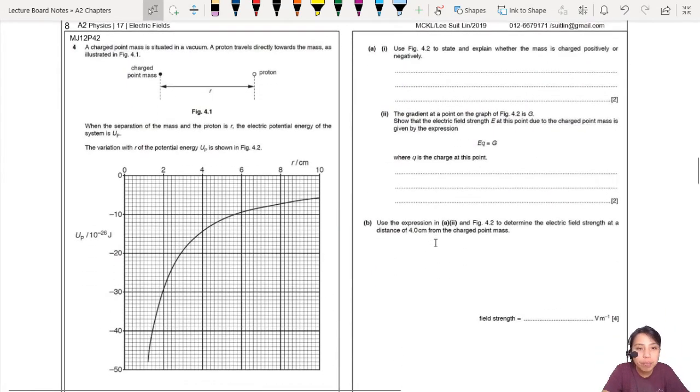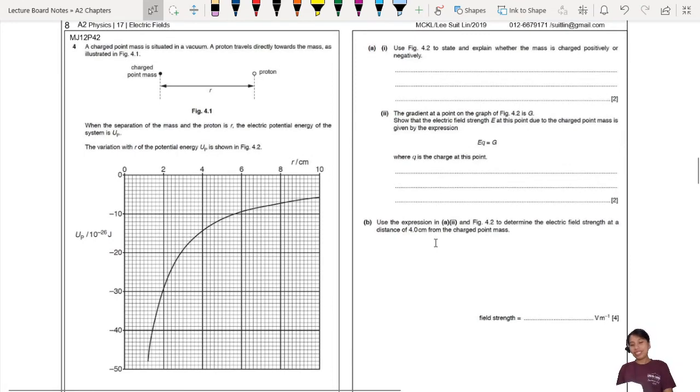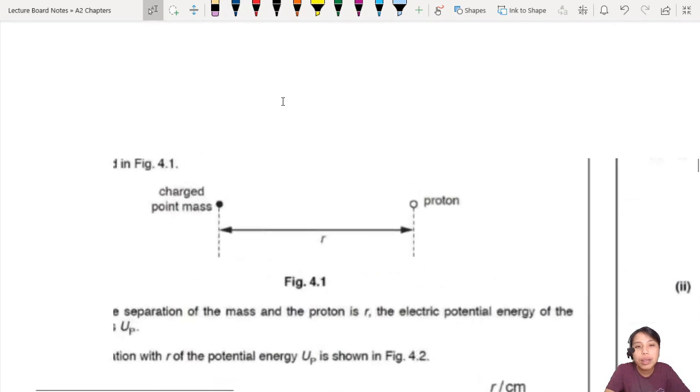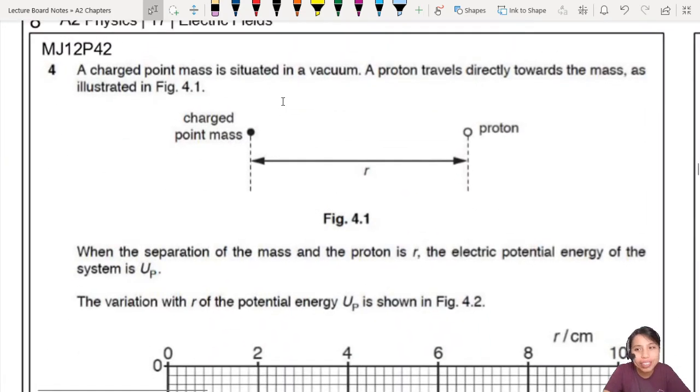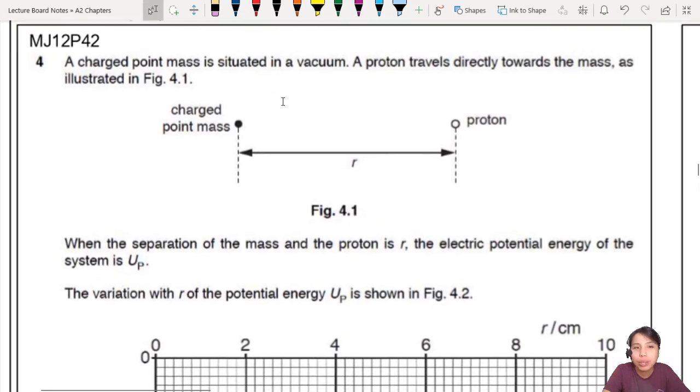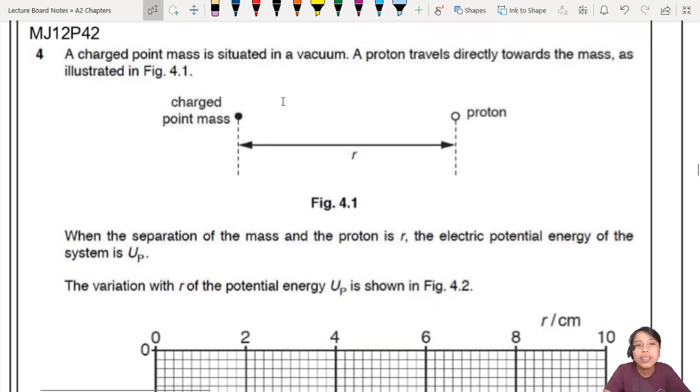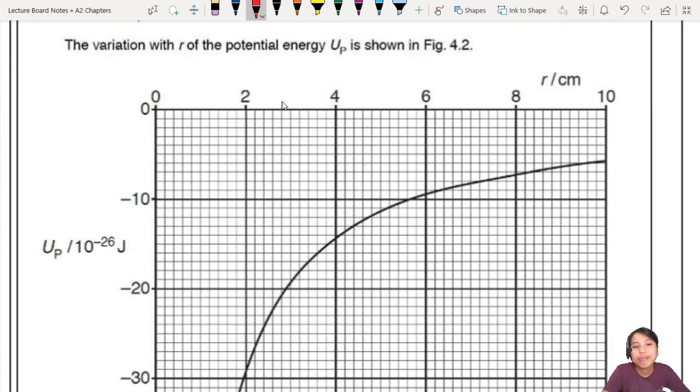Okay, next. Whoa, this one is a very tricky one about potential again. But let's see what we can do here in this question, MJ12 P42 Q4. What is the scenario? Please make sure you try this out before watching this, or at least try to read the question and attempt. Then you will realize, oh my goodness, I have no idea what's going on. It's okay. We're learning together. So you have a charged point mass and a proton. The proton travels to the mass and you have a graph.